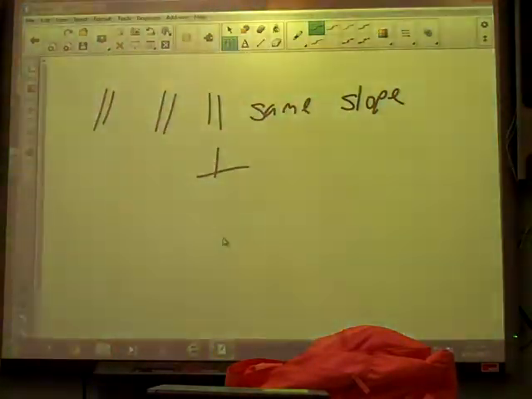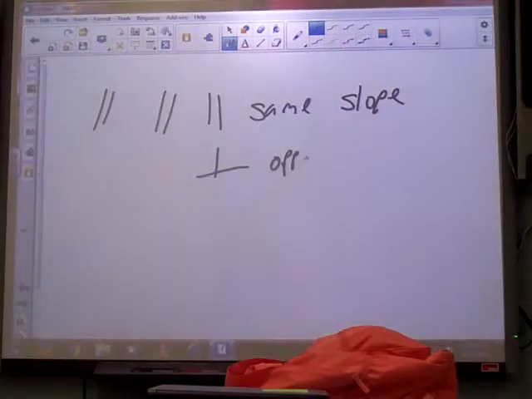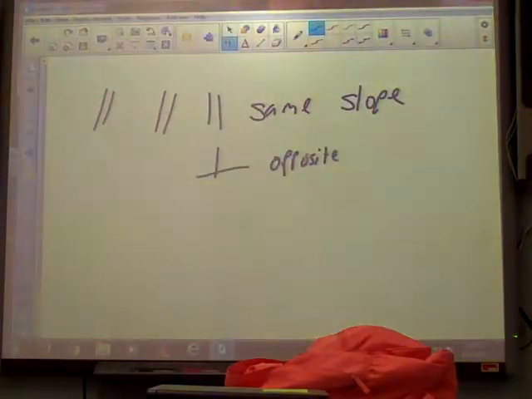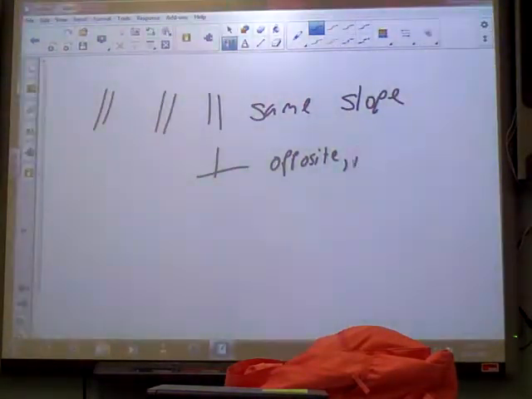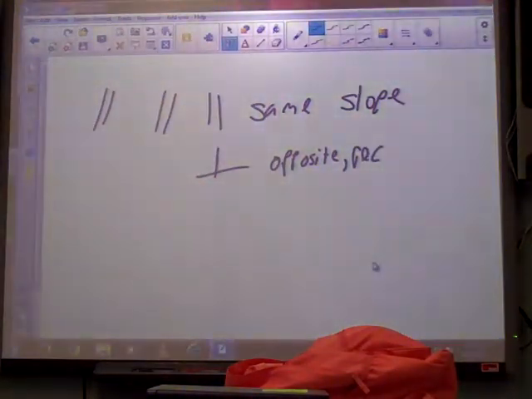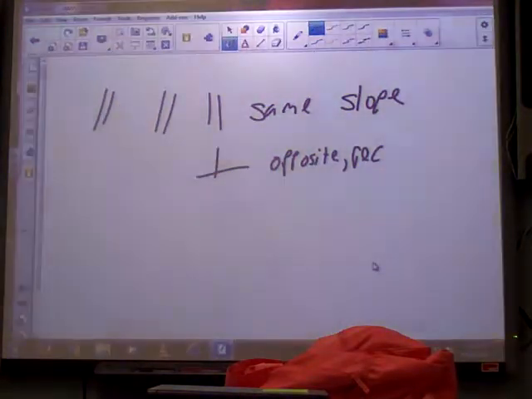Perpendicular lines, what do we know about their slopes? They're opposites, and what else? Starts with an R. Reciprocals, very good. We're talking about opposite reciprocals. So not only do you make it the opposite sign, you also flip it. Okay, opposite reciprocals. All right, ready to do some work with those? Of course you are. Here we go.